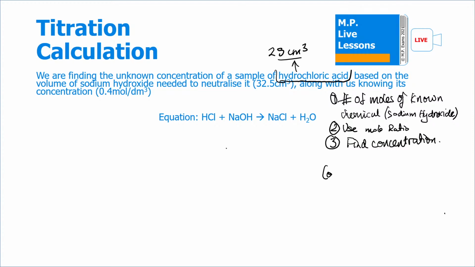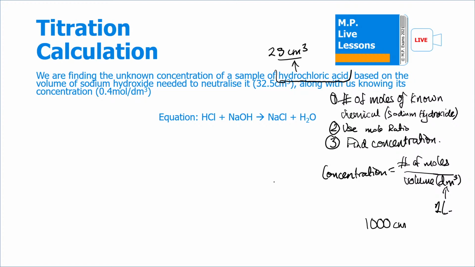Now, concentration tells us how much of a substance there is per unit of volume. So that is number of moles divided by its volume, which is often in cubic decimeters. And remember, this is basically just 1 liter. So 1,000 cubic centimeters is equal to 1 decimeter cubed.